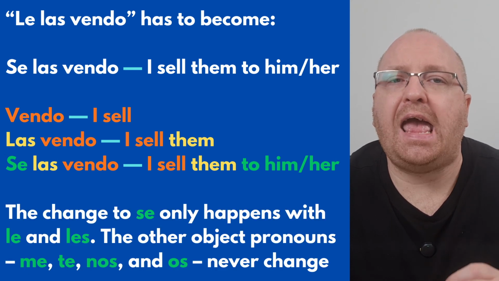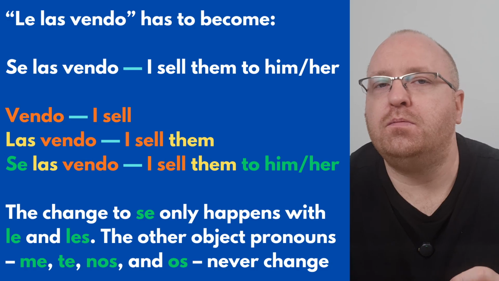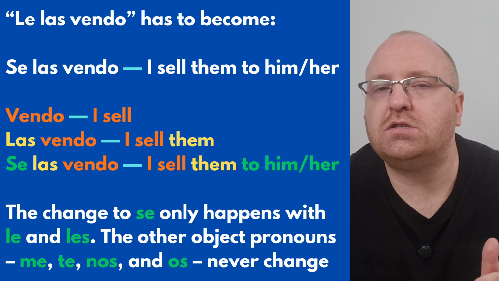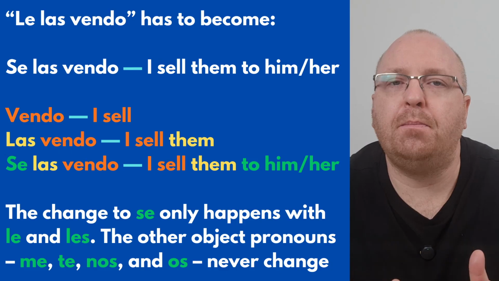This change to se only happens with le and les. For the other object pronouns me, te, nos, and os, you never change anything, so it's just as simple as that. Hopefully you can now see just how simple Spanish object pronouns really are.